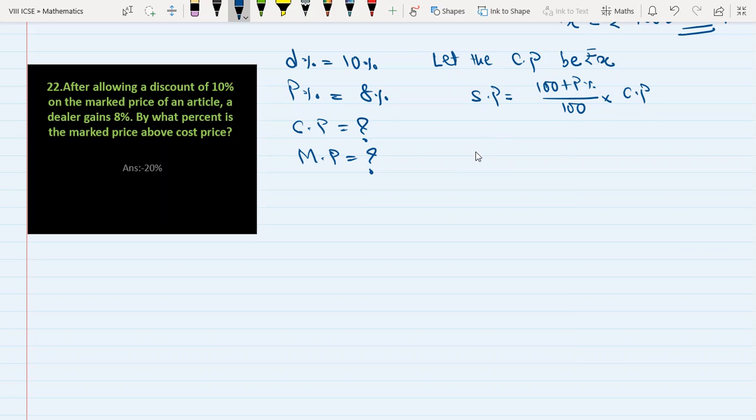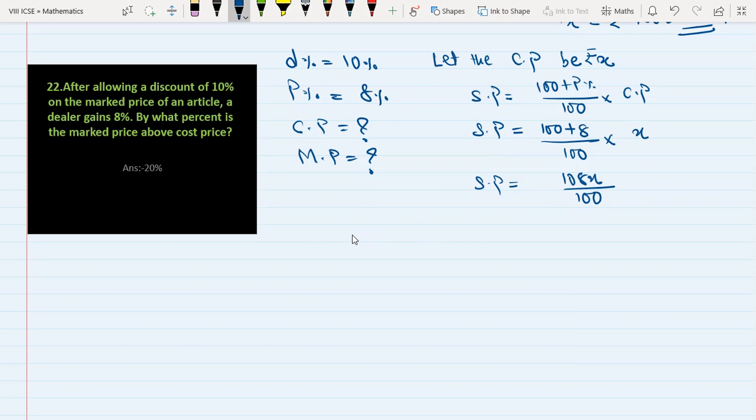See, there is no direct relation between cost price and mark price. We have to find first the selling price using the profit percent, and then we have to go to mark price using the other formula, relating mark price, discount percent, and selling price. So let's first find selling price in terms of X. So 100 plus profit percent, 8, upon 100 multiplied by cost price, which is X. So selling price is 108x upon 100. I will not simplify this, but I'll use this selling price and directly find the mark price.